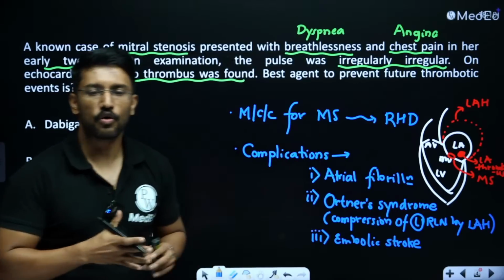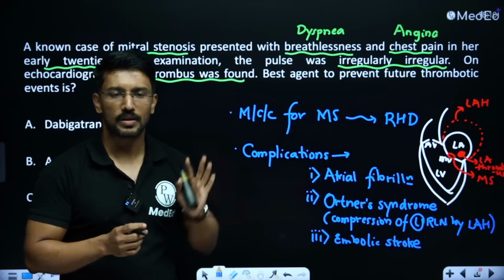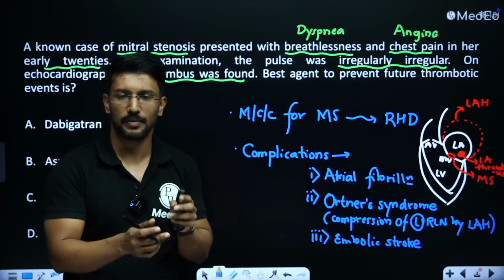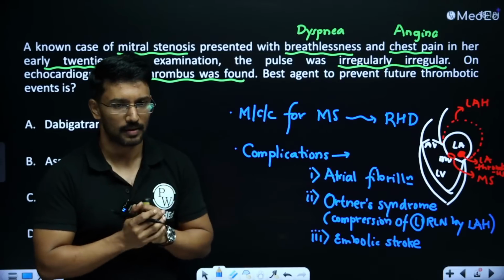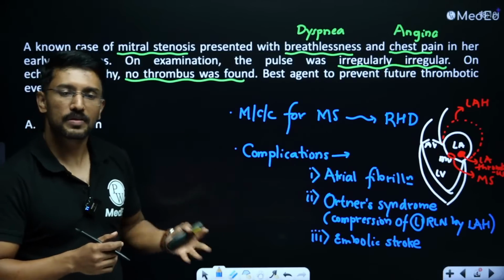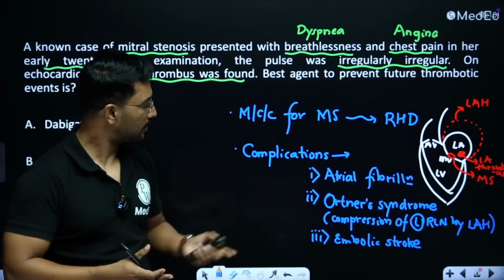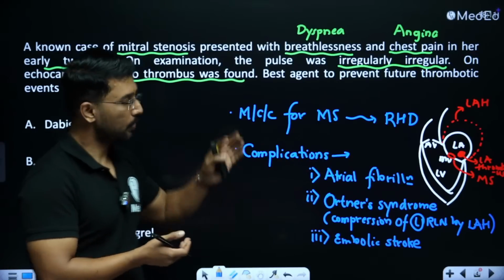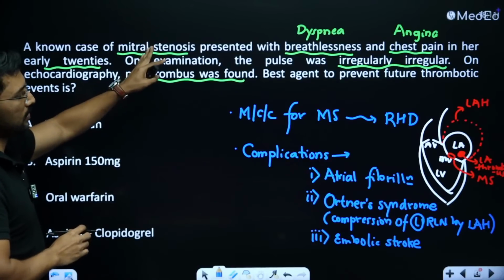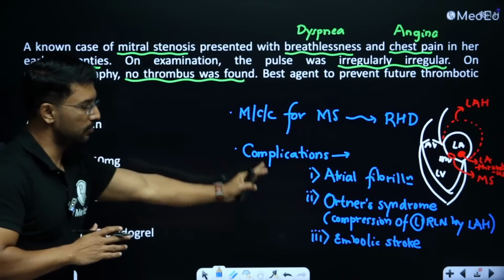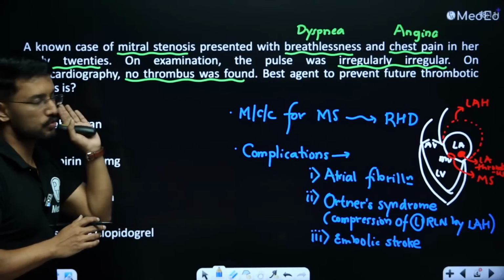Now all of us know how to make a diagnosis of atrial fibrillation on the ECG. It's a narrow complex tachyarrhythmia with absent P waves and varying RR interval. It's a very simple diagnosis. But in the absence of ECG, how we could make the diagnosis of atrial fibrillation? Because in this question, the moment you tell me that this is a case of mitral stenosis, I should keep in mind the possibility of these complications. Atrial fibrillation is also a possibility.